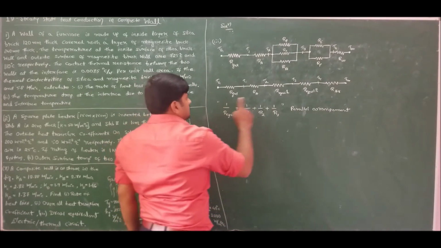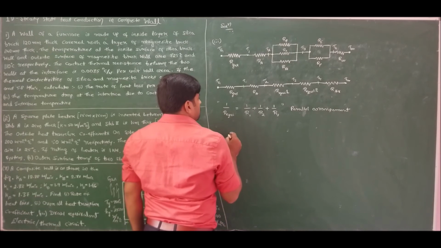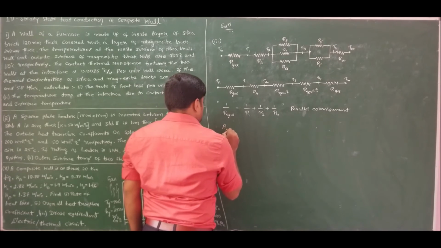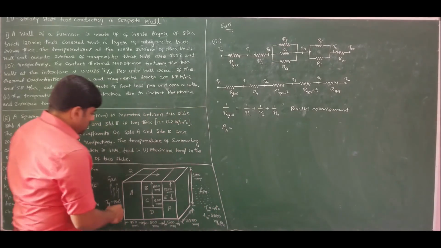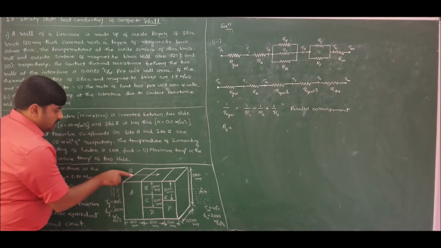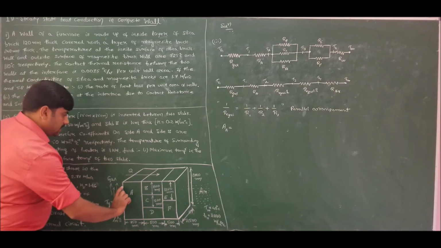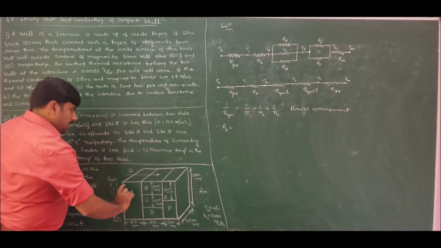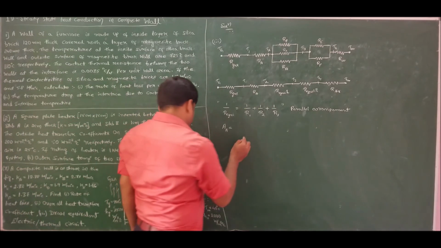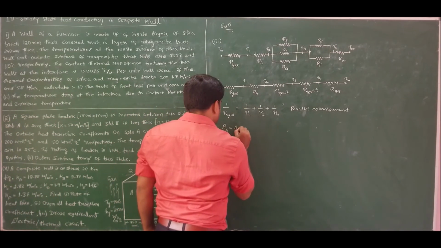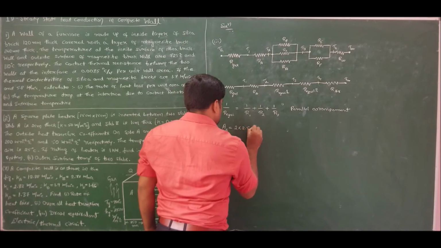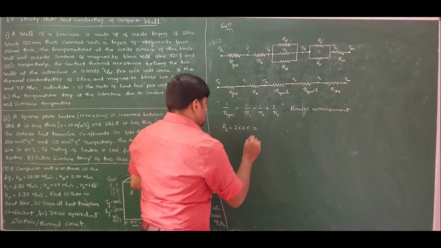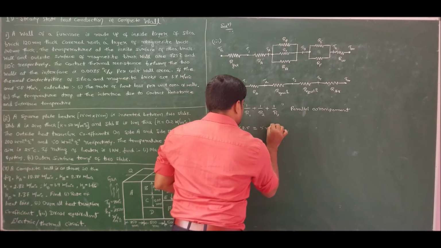Now let us find the resistance one by one. Before that, I want to find the area. So area of A. The area of A, perpendicular to the direction of heat flow, is this length into this height. This length is given as 2500 mm. This height is given as 2000. So therefore it is 2 meter cross 2.5 meter. So 2 cross 2.5, which is 5 meter square.